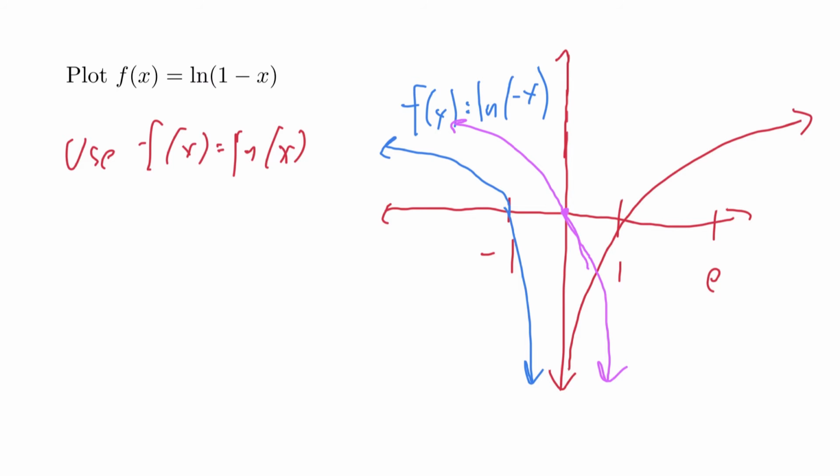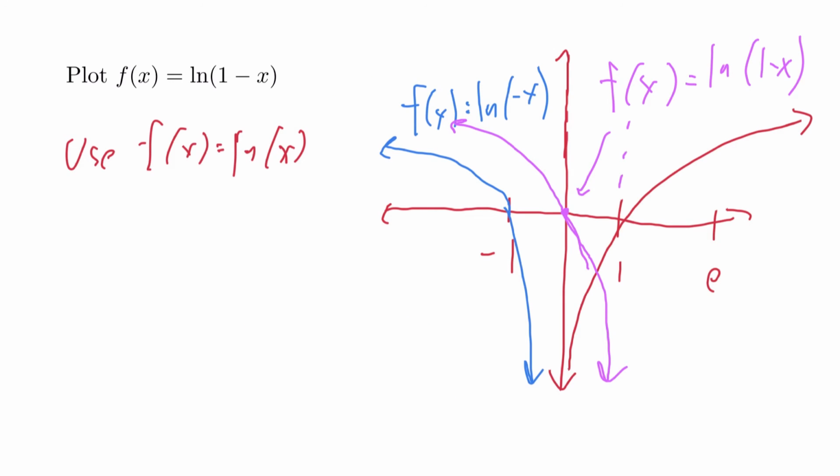Now, let's label it. We can check if this makes sense by plugging in 1 or 2 simple values. Plug in x equals 1, and I get natural log of 0, which is not defined. That's where I have this asymptote. So good, I have an asymptote at x equals 1. And then plug in x equals 0, and what do you get? Well, you get natural log of 1, which is 0. So good, I did this picture correctly.